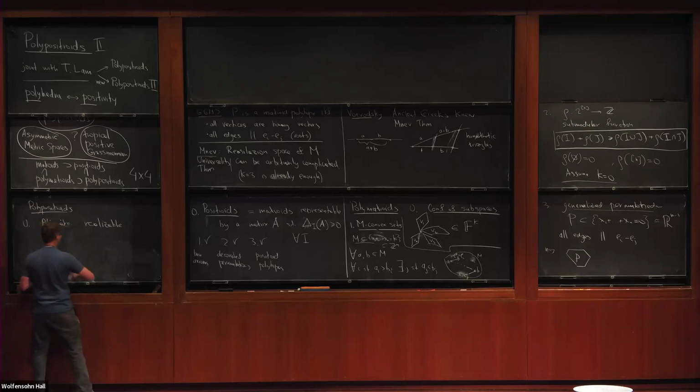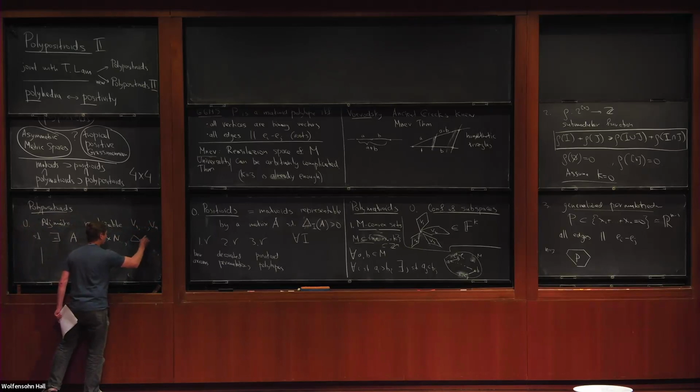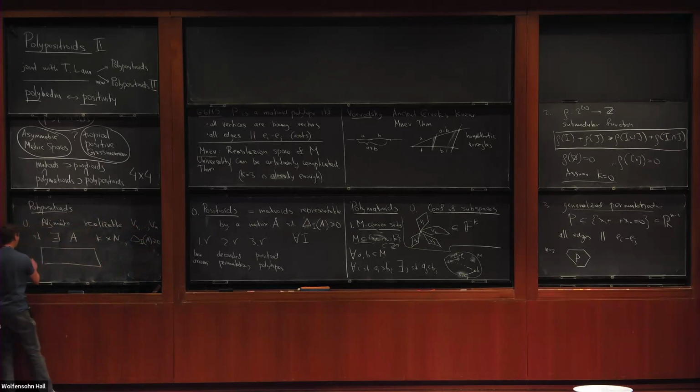So polymatroids are realizable by a configuration of subspaces V1 through Vn such that there exists a k by bigger n matrix A, which has all non-negative maximum minors, such that you can block this matrix A vertically into consecutive blocks. The first block will span vector space V1, the second set of columns will span V2, and so on.